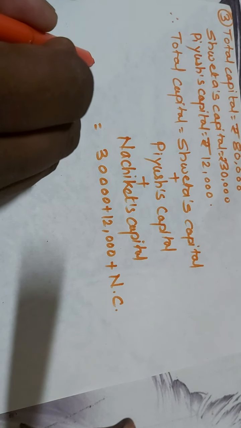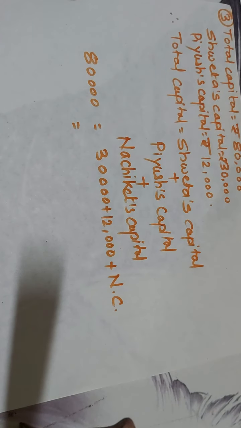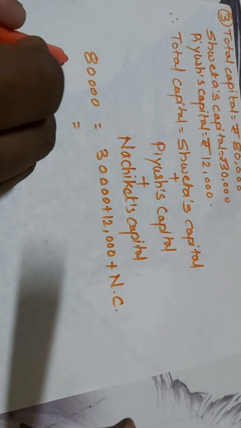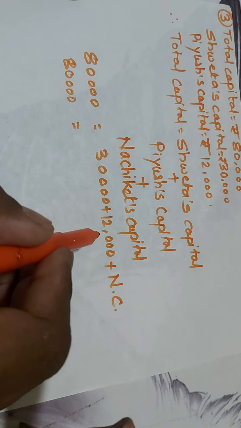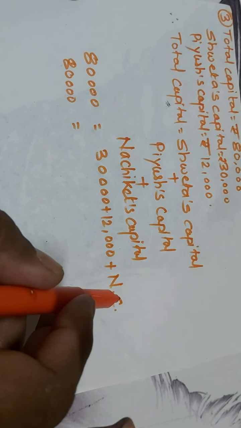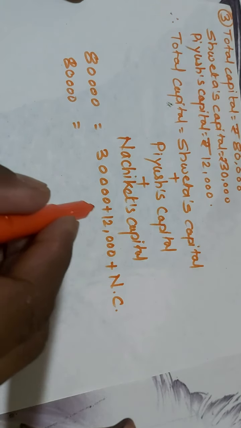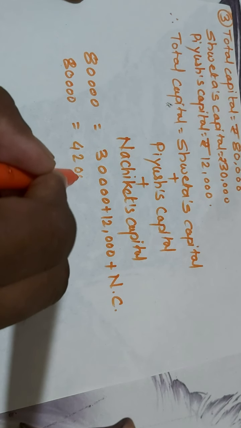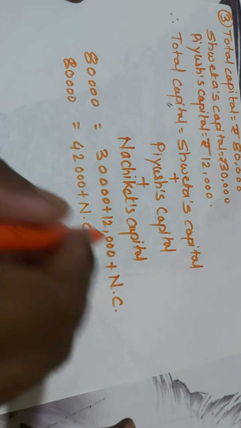Now, sorry, total capital is given, that we have to write here, that is 80,000. Now here students, 80,000 equals 30,000 plus 12,000 plus NC. We have to add these because we have to find Nachiket's capital. Now 30 plus 12 is 42,000 plus NC, meaning Nachiket's capital. You have to write in full, students, Nachiket's capital.